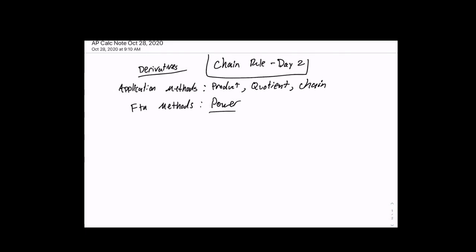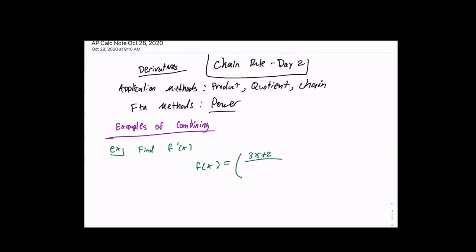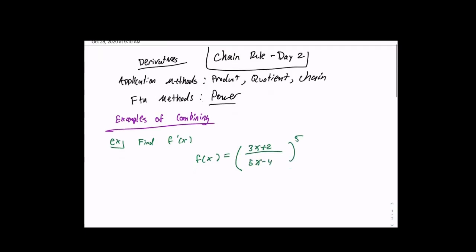But today we're going to be doing a lot more examples. Let's do more examples of combining. So let's take this first example. Of course, we want to find f prime of x, where f of x is equal to the quantity 3x plus 2 over 5x minus 4, to the 5th power.